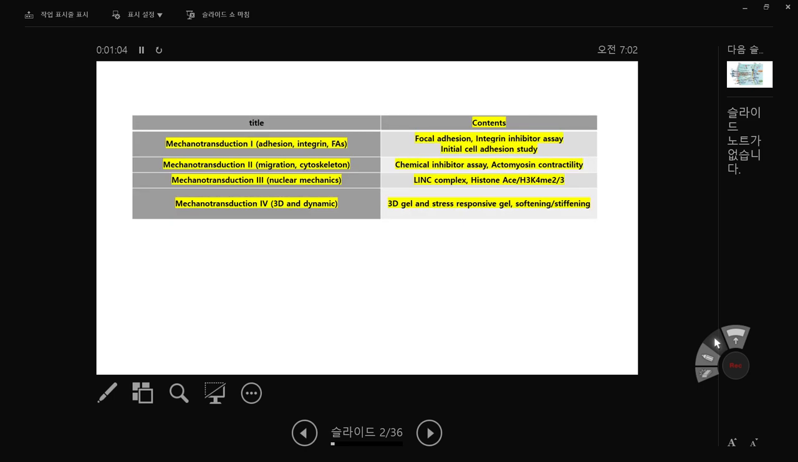Basically, over the next 8 weeks, I'm going to talk about mechanical transduction 1, 2, 3, 4, in terms of adhesion, integrin, focal adhesion, and migration, nuclear mechanics, and 3D dynamics. Maybe some of you already know these concepts, but I want to remind you of them, and if you have any missing points, you can increase your knowledge. That's the purpose of this lecture.